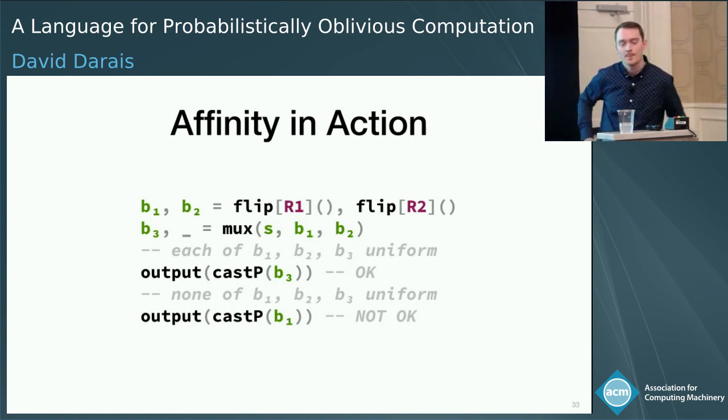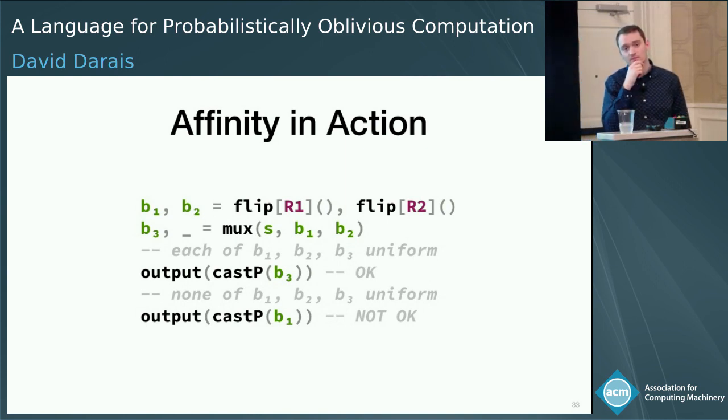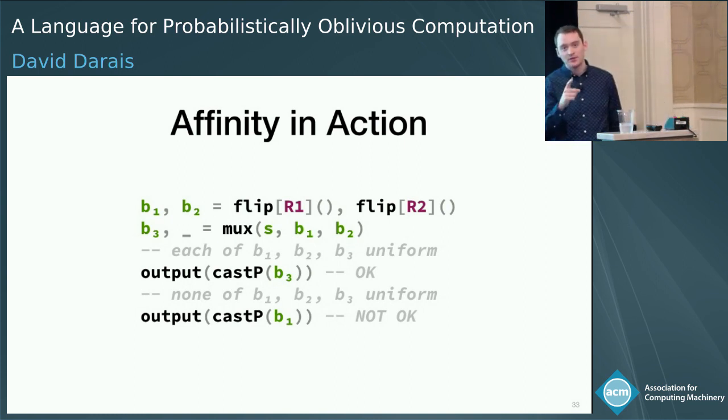Hi, great work. This is really interesting. You mentioned that you relax the requirement on affineness for cast S. How does that not leak information when you output it? Or do you prohibit outputting things that rely on cast S? How does that work?